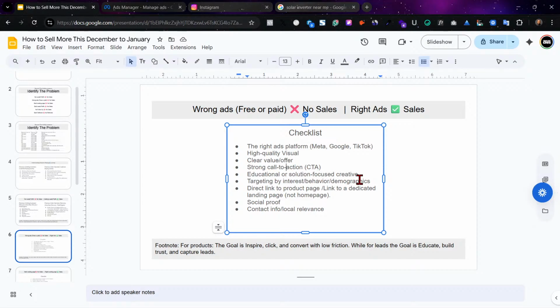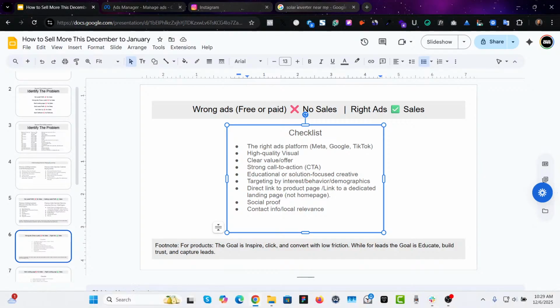Then educational or solution based creative. So now when you're creating your ads, you can use creatives that are educational. So running ads has its funnel. So when I get to the last place that has a strategy, you understand where I'm coming from. So you need to have a strategy of running several ads to catch that particular person, right?